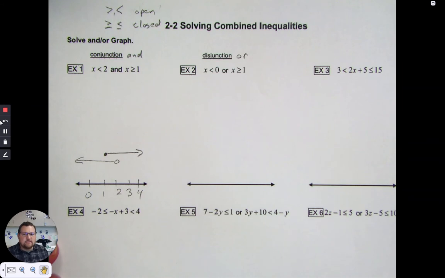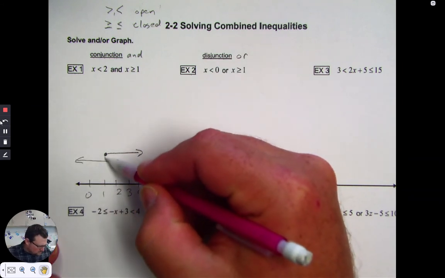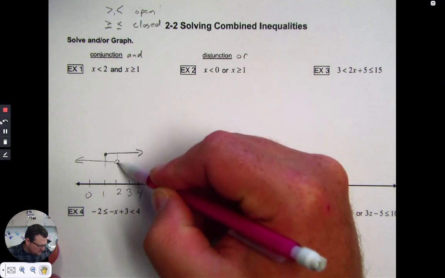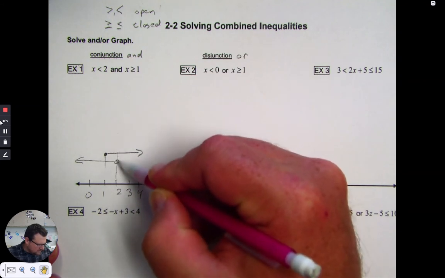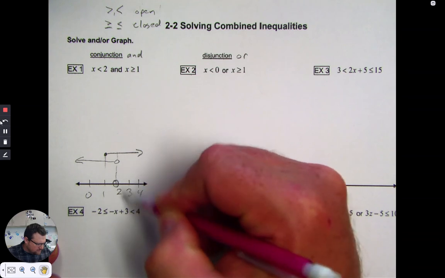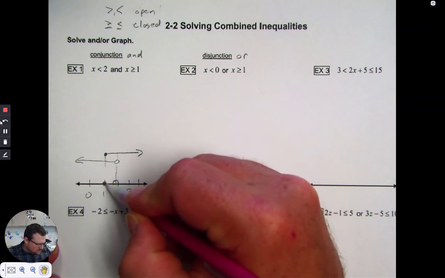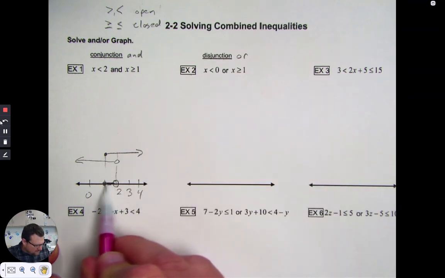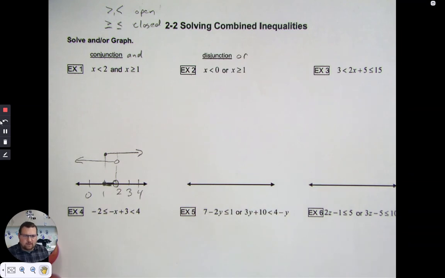Now, since we're talking about a conjunction, we need to know where it works for both of them. So where it works for both of them is from here to here, but here it has to be an open circle. So we do an open circle at 2, a closed circle at 1, and then we connect the two together.